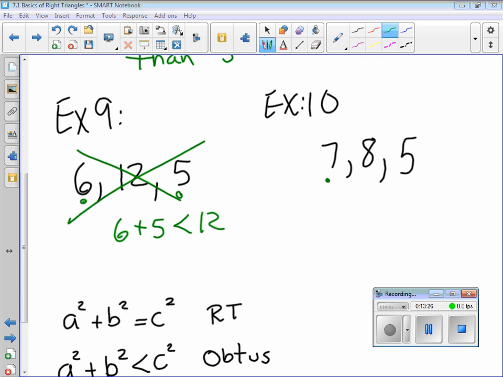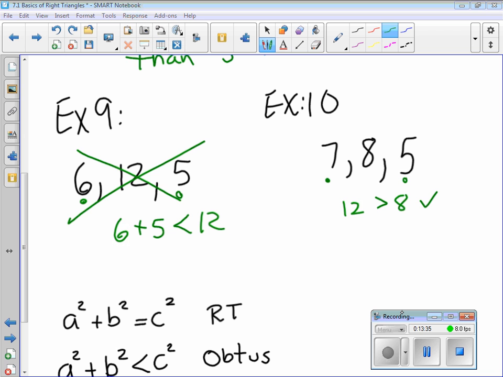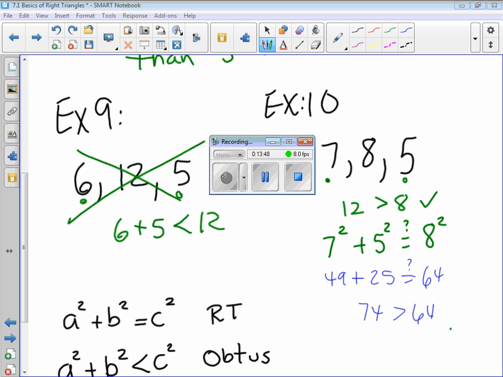This is 7 and 5. That gives me 12, and that's definitely greater than 8. Okay, so that's a good thing. That allows me now to use the Pythagorean theorem converse to see what kind of triangle this is. So I'm just going to add up the two smaller sides squared and wonder, is that equal to the 8 squared? All right, turns out that the side that is supposedly the hypotenuse is too short to go with these two legs. So that means it's acute.